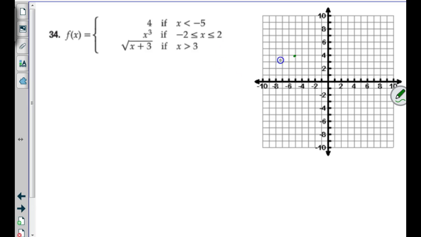It is horizontal at 4. And I start where? At -5. And I just keep going this way. So all values of x less than -5 simply stay at 4.